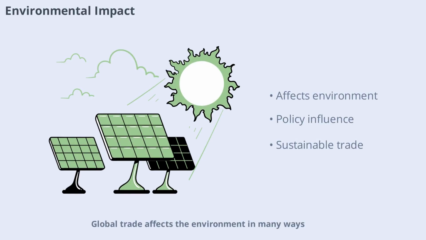Global trade affects the environment in many ways. Economic systems determine how countries address issues like pollution, resource use, and sustainability. Capitalist economies may prioritize growth while socialist systems focus on regulation. Mixed economies seek balance. Environmental policies influence trade practices from packaging to transportation. Sustainable trade is becoming a priority worldwide.